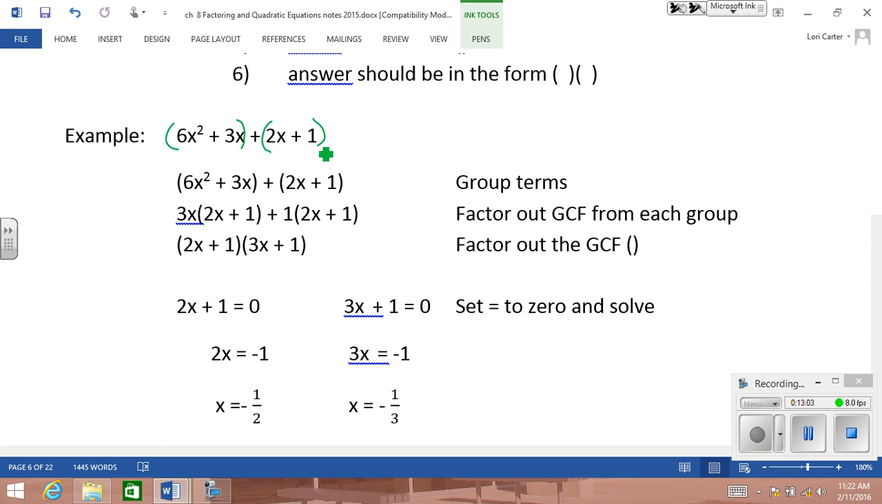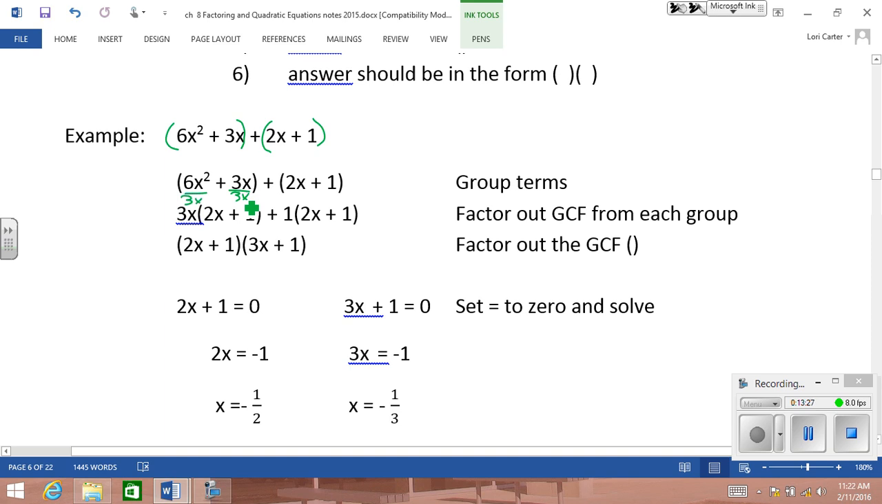All right, I grouped the first one and you grouped the second. What did we do with the first one? You find the GCF. Greatest common factor. So what do 6x and 3x have in common? A 3 and an x. So 3x and 3x, where's the 3x go?